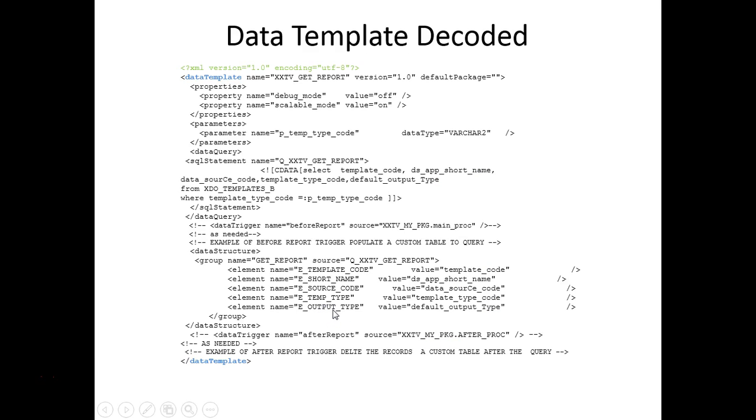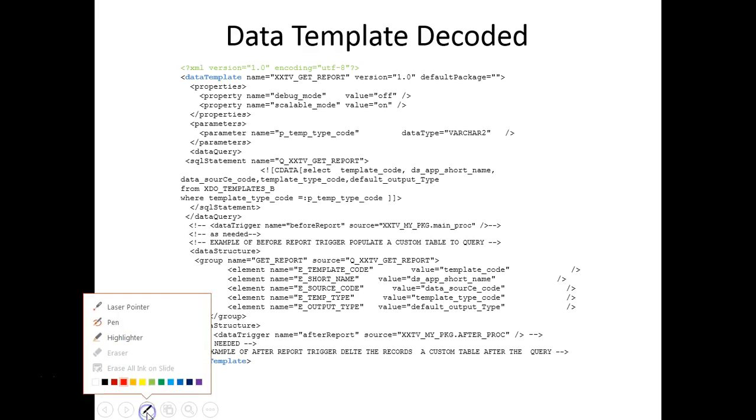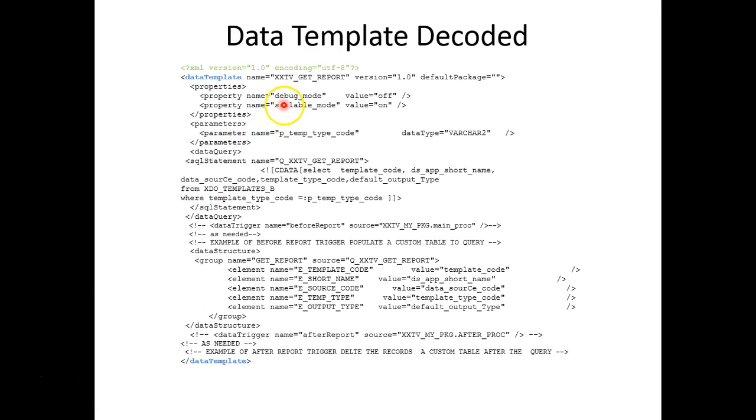So let's decode a template here. We have a data template here. Let's try to decode it. First of all, it's an XML based data extraction method, so you would definitely have the XML tags. Of course, the data template is saved as a .xml file. The first line would be the data template definition, and the default package is the package that can be used within this template for extraction or for the before or after report trigger.